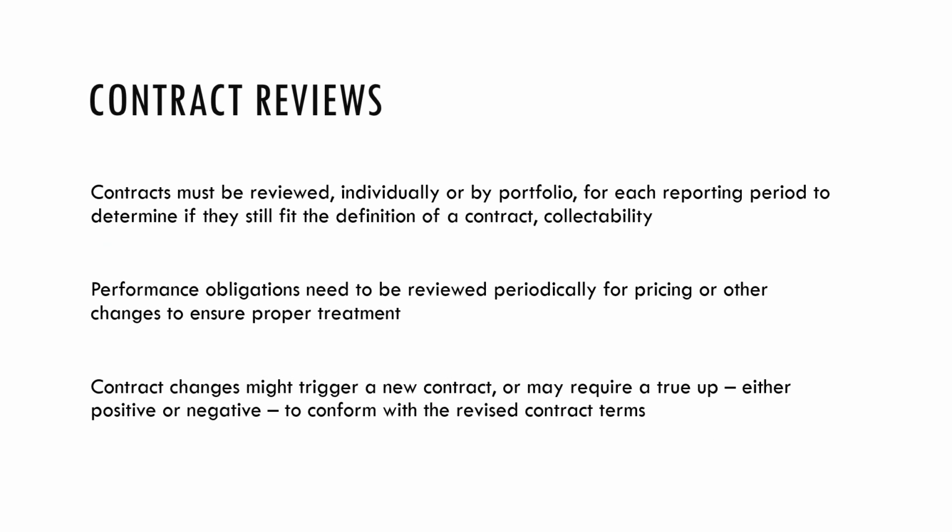Contract reviews. Several times through ASC 606, it talks about periodically reviewing your contracts, your portfolio of contracts. And it could be individually or by portfolio. Each reporting period, if you're a publicly traded company, that means doing some kind of a reevaluation or an inspection at least quarterly. It might be more often for some companies.